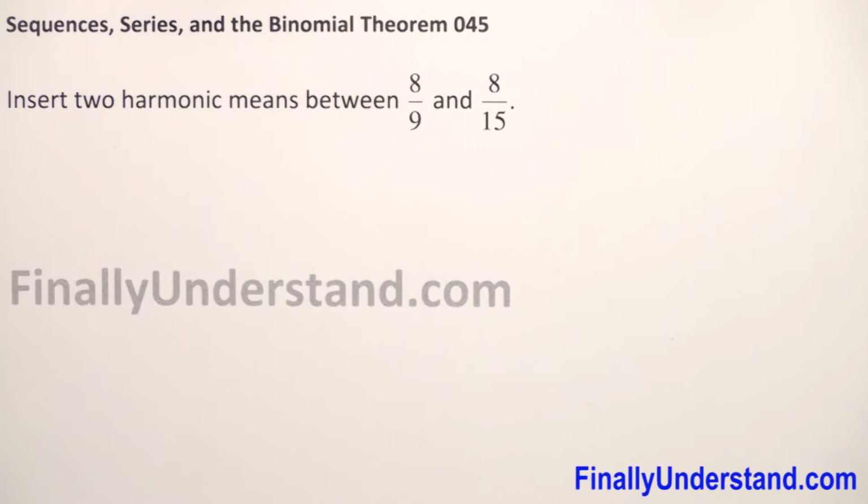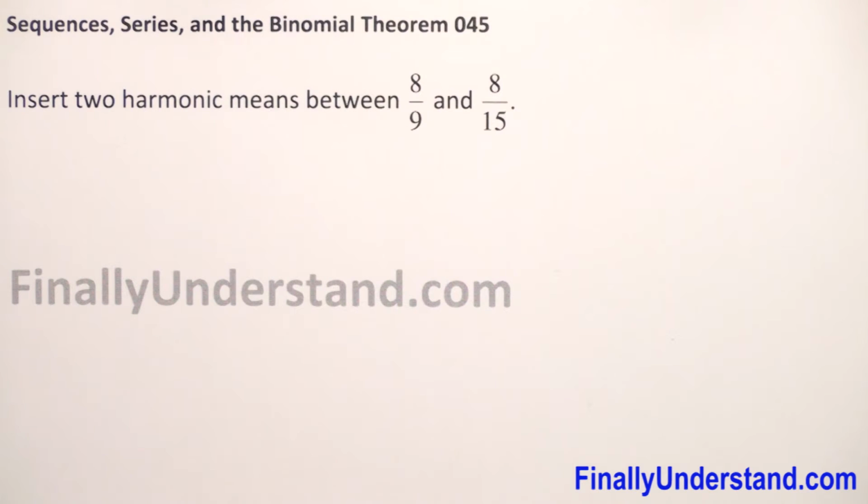Insert two harmonic means between 8 over 9 and 8 over 15. How do we do this? To insert harmonic means between two terms of a harmonic progression, we simply take the reciprocal of the given terms, insert arithmetic means between these terms, and take reciprocals again, because we don't have an equation for the nth term of a harmonic progression.